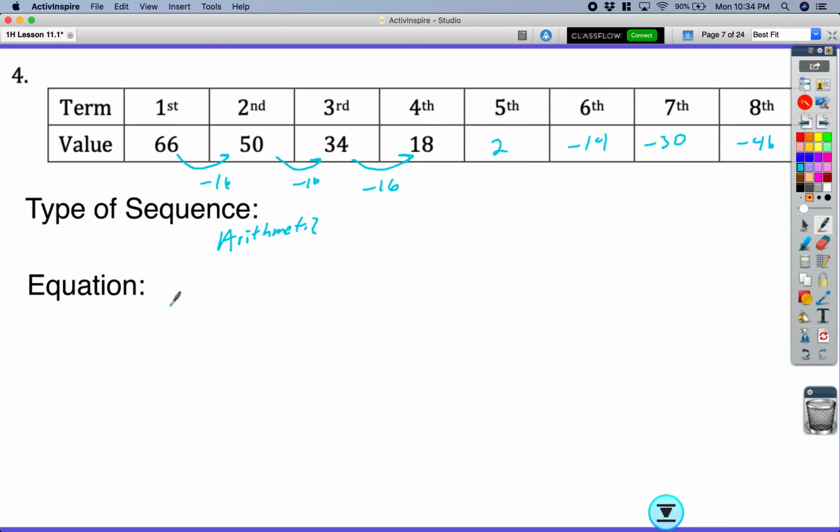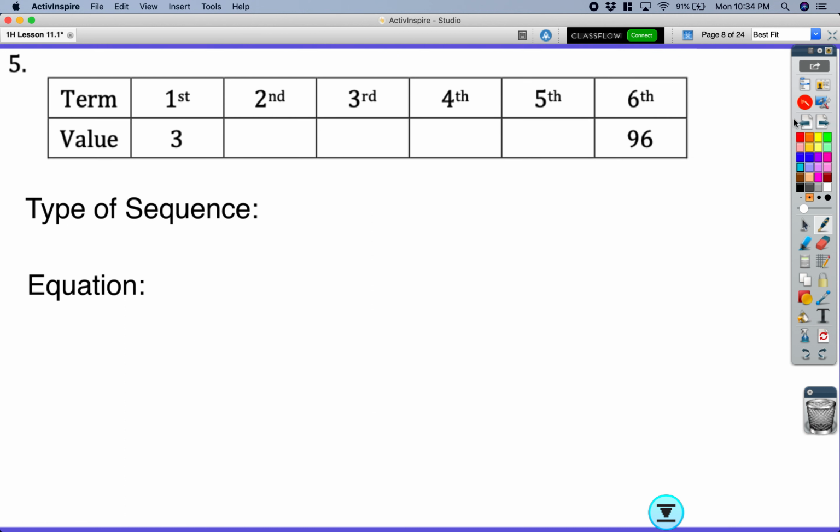And the equation for this one will just be f of x is equal to, so my first term here is 66, so then it would be negative 16x plus 82. So I got that 82 just by adding 16 to get what the 0 term would be, okay? And you can even just write f of 1 is equal to 66. Okay, so let's go ahead and look at the final one.